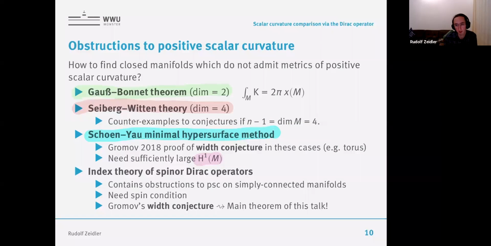And now we come to the main player of this talk, and that's what we are also most familiar with in a non-commutative geometry seminar: the index theory of Dirac operators, of the spinor Dirac operator on a spin manifold. And that, in contrast to this, also contains obstructions to positive scalar curvature on simply connected manifolds.